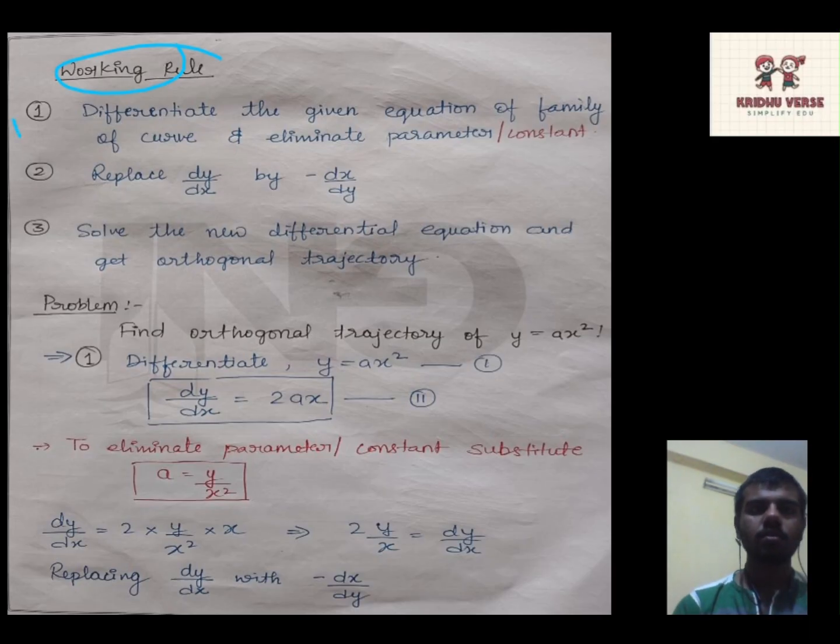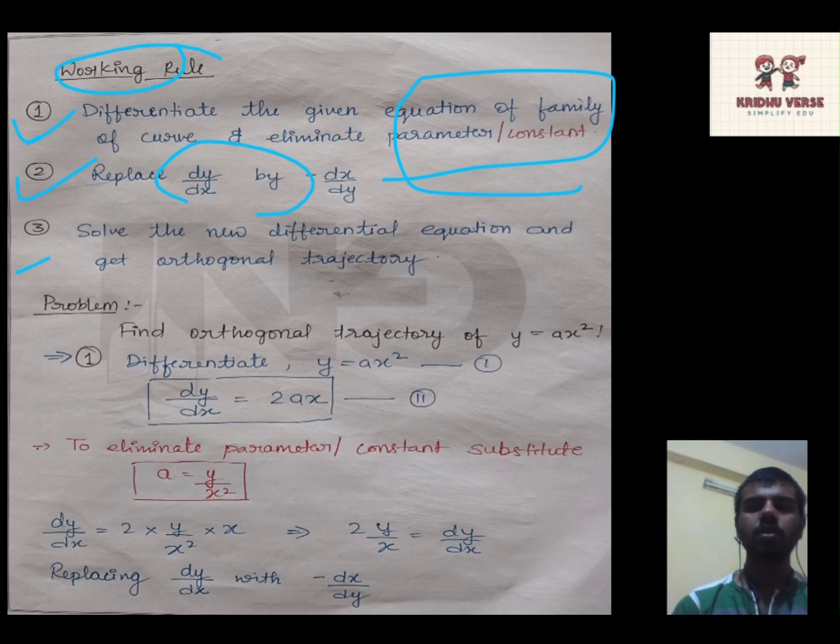Check the working rule or the solving procedure of orthogonal trajectory. The first step is we have to differentiate the given equation of the family of curves, and we have to eliminate the parameter, I mean the constant present in it. After differentiating, we get dy over dx. That term we have to replace by minus dx over dy. This is our second step. Now the third step is we have to solve the new differential equation, and we get the orthogonal trajectory.